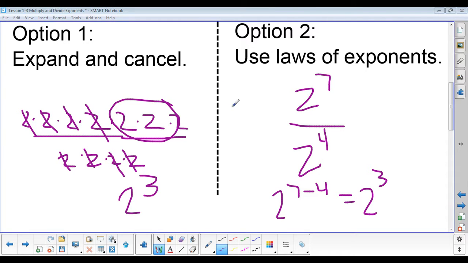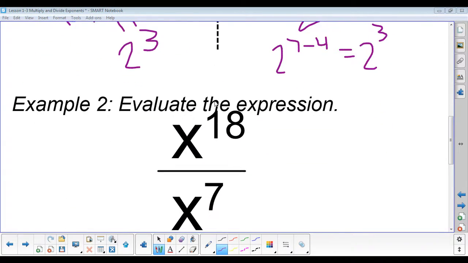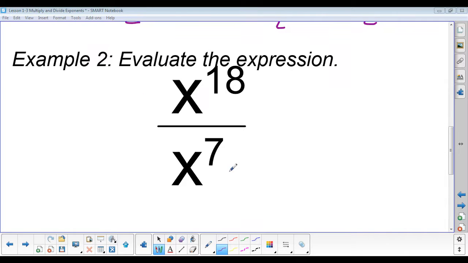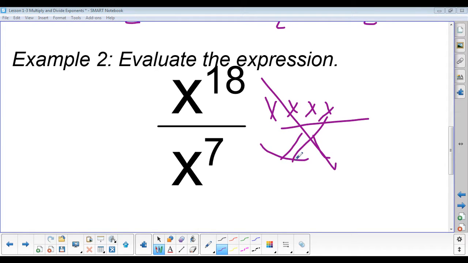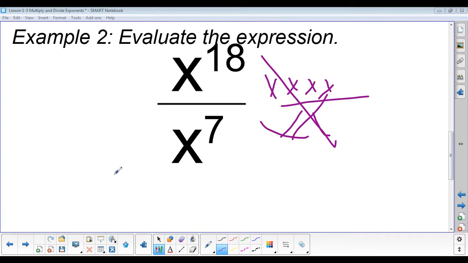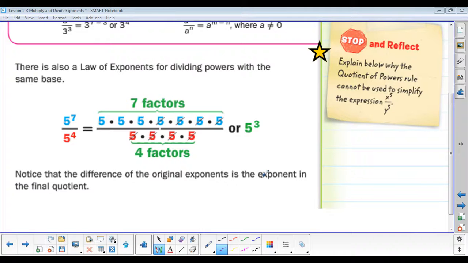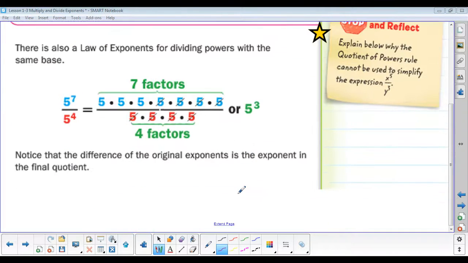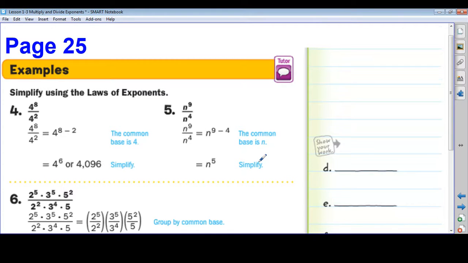Again, all this is a shortcut. Can I do option 1 every single time? Absolutely I can. It's just going to take me a lot of time for a problem like this. Do I really want to write out x 18 times up here and then 7 times down here and then cancel it out? No, that's a lot of time. It's a lot easier for me to just do, what's 18 minus 7? Oh my goodness, x to the 11. So looking at some practice problems with that, again, in our examples, it shows us that that's what's going on. We're really canceling out, and that's why the subtraction works.